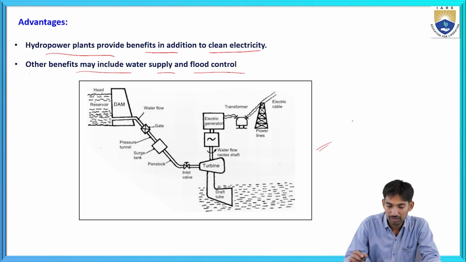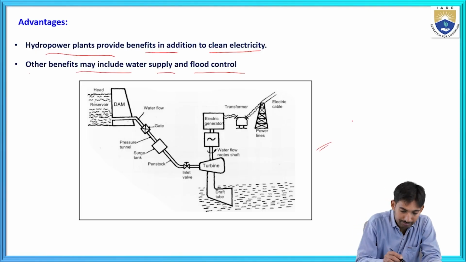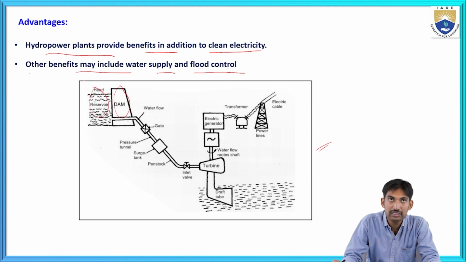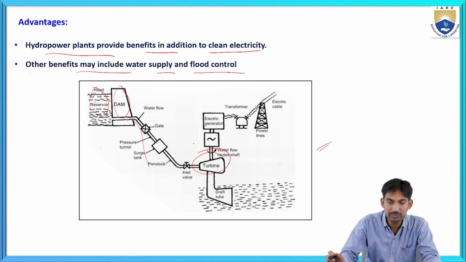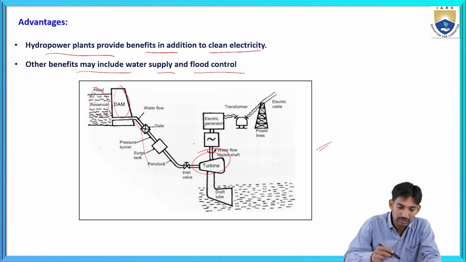This is the setup of hydropower energy. By using a dam, we can store the reservoir water. At the bottom of the dam, there are turbines. We have to allow this water onto these turbine blades.